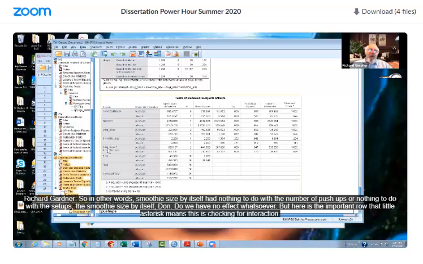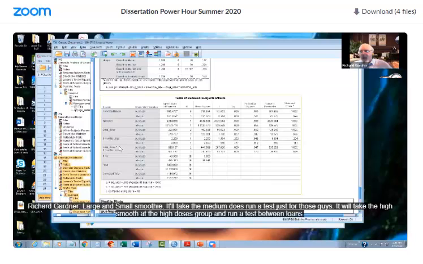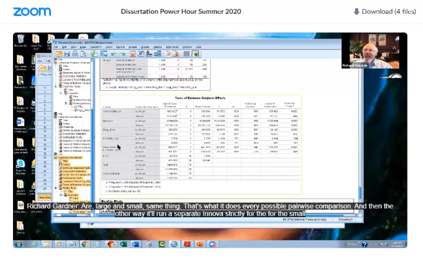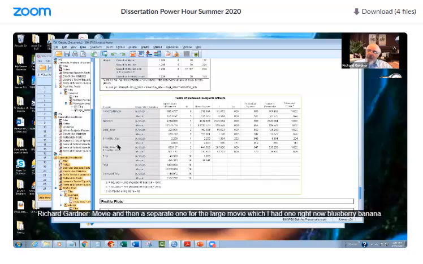But here is the important row. That little asterisk means this is checking for interaction. And what it does is it pairs every group and reruns the data. So it'll take the no dose and run a t-test between the large and small smoothie. It'll take the medium dose, run a t-test just for those guys. It'll take the high dosage group and run a t-test between large and small. Same thing. That's what it does, every possible pairwise comparison. And then the other way, it'll run a separate ANOVA strictly for the small smoothie and then a separate one for the large smoothie.